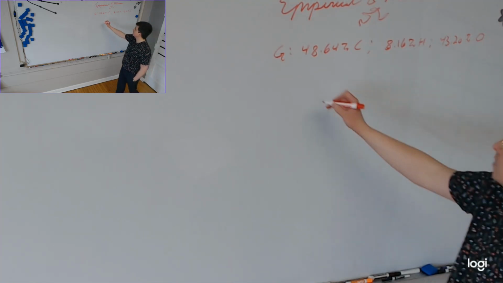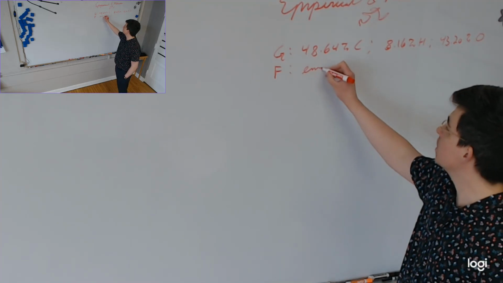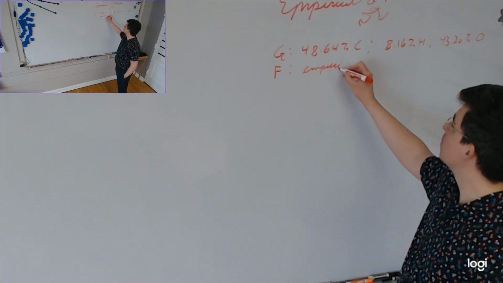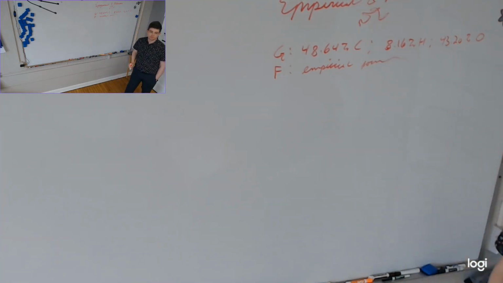What are we trying to find? Well, let's reread the question. Determine the empirical formula for methyl acetate. What are we trying to find? Empirical formula. What does the word empirical mean, Lily? Yeah, our vocab was telling us that it is the simplest whole number ratio.